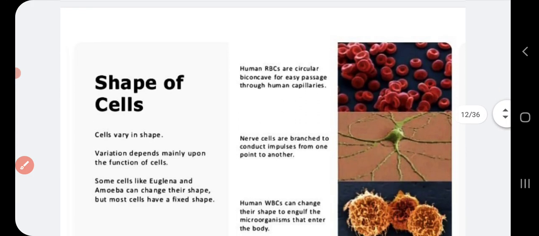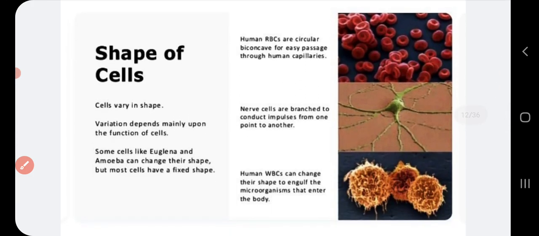Okay, now we will move to the shape of cells. What are the shapes of cells? Cells vary in shape. Variation depends mainly upon the function of cells. Some cells like Euglena and amoeba can change their shape. Amoeba has an irregular shape.